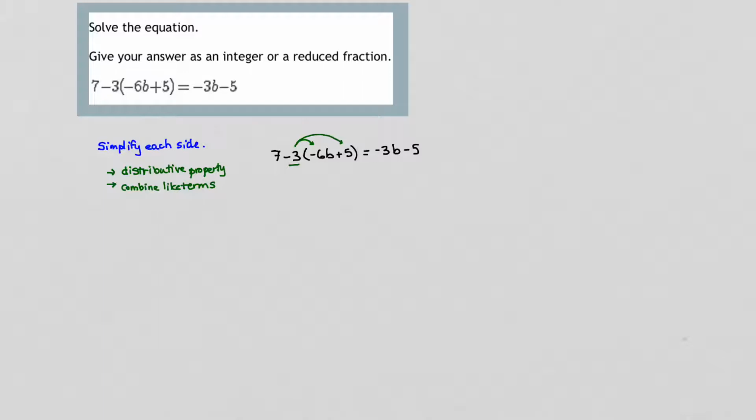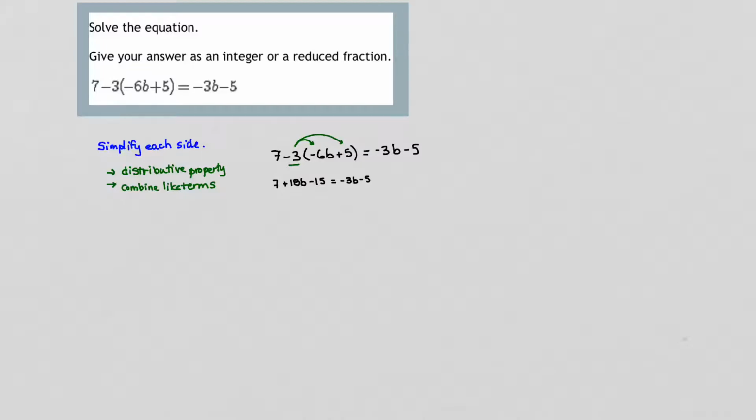So let's do that. 7 minus 3 times negative 6b is plus 18b. And then negative 3 times plus 5 is minus 15 or negative 15. Equals, and then on the right side we have negative 3b minus 5. Now we can move forward. We continue by combining like terms on the left side.